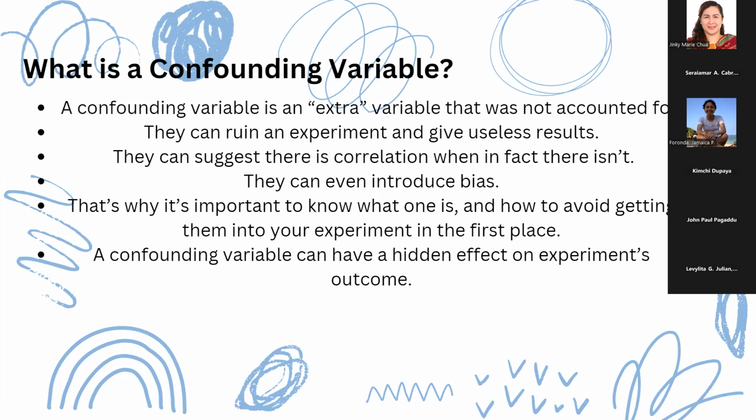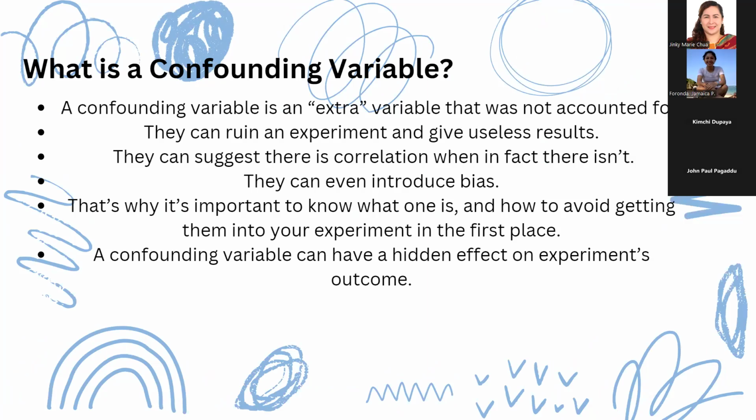Yung confounding variable natin ay isang variable na hindi natin sinasadya na makasama dun sa ating analysis. Pero may effect siya dun sa pareho nating independent variable at dependent variable. So dahil dito nahihirapan tayo malaman kung may correlation or may ugnayan yung independent at dependent variable natin, kung totoo ba yung association nila or yung causation nila. So naapektuhan yung ating study dito.